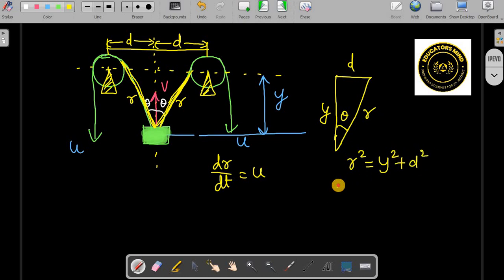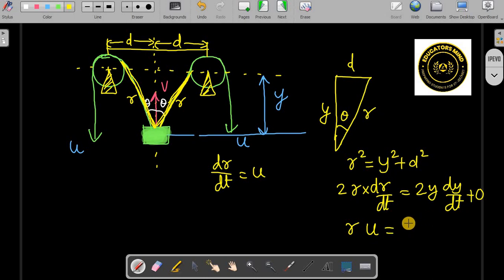Now you differentiate with respect to time. So differentiating this side, r gives you 2r dr by dt. Here similarly you will get 2y dy by dt. And differentiation of d is 0. So from here, r dr by dt is u, and this side will be y, dy by dt is v. So from here you will get v is equal to u divided by (y by r), right? Now what is y by r? That is cos theta, isn't it? So v equals u by cos theta.